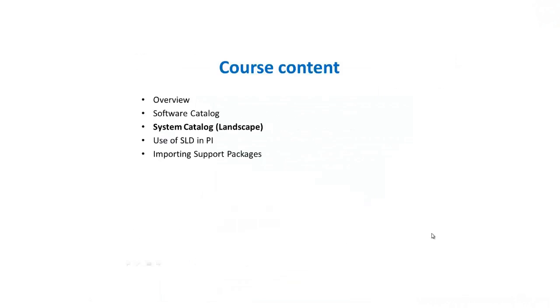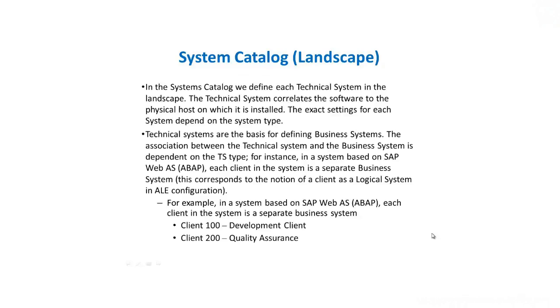After software catalog, let us see how we create a system catalog, which is a landscape. In systems catalog, we define each technical system in the landscape. The technical system correlates the software to the physical host on which it is installed. The exact settings for each system depend on the system type. Technical systems are the basis for defining business systems. The association between the technical system and the business system is dependent on the technical system's type.